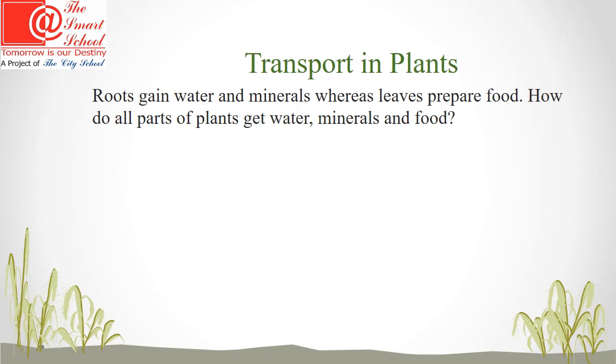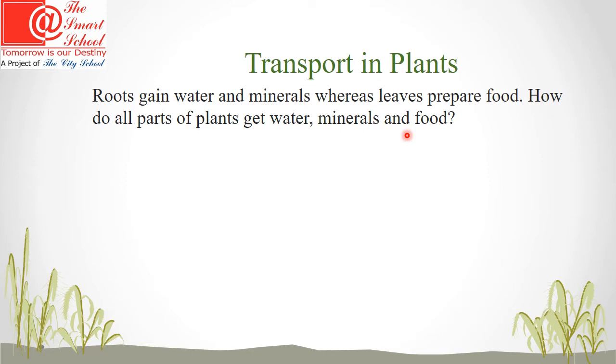Transport in plants. Now we have learned that roots take in water and minerals from the soil, whereas the food is prepared in leaves. But these things are required by all the parts of the plants. Therefore, water, minerals and food, they need to be transported. But how does this happen? How do all parts of plants get water, minerals and food?